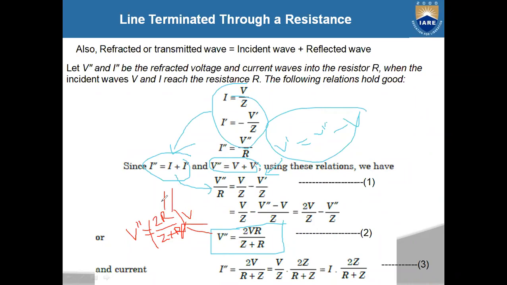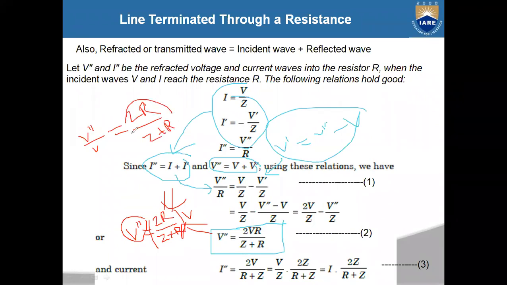So this coefficient, 2R by Z plus R, is called the refracted coefficient for the voltage wave. The refracted coefficient is nothing but the ratio of V double dash by V, which is equal to 2R by Z plus R. Now if you take the current wave, I double dash, what you will get here is 2V by R plus Z.